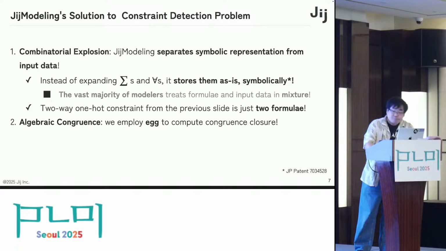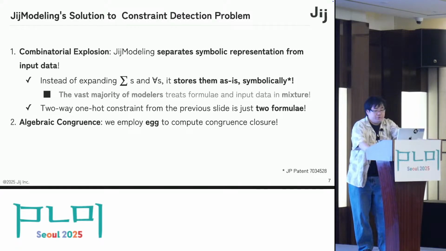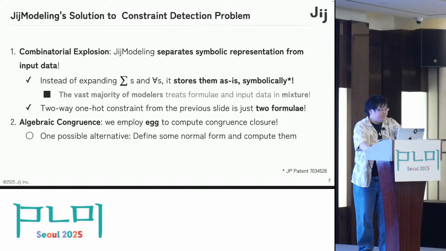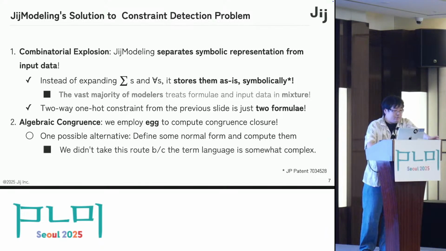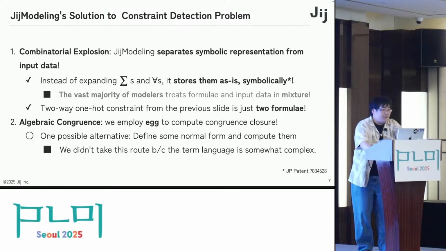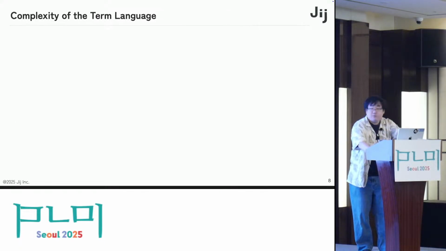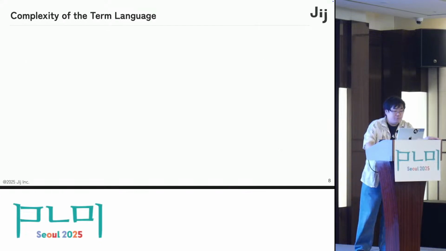The second point is algebraic congruence, and as you might guess, we employ egg to compute congruence closure here. One possible alternative is to define some normal form, compute them, and compare them. But we didn't take this route because the term language is somewhat complex. So let's skim through the complexity of our term language.